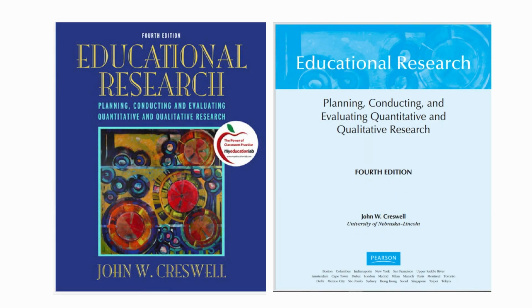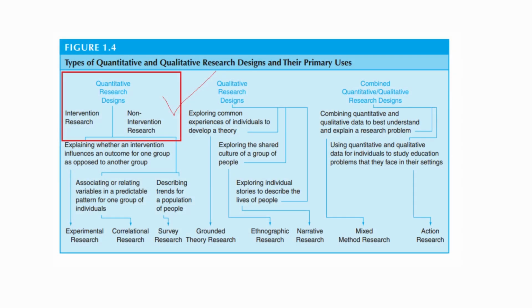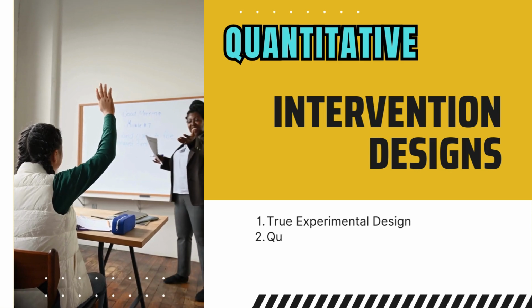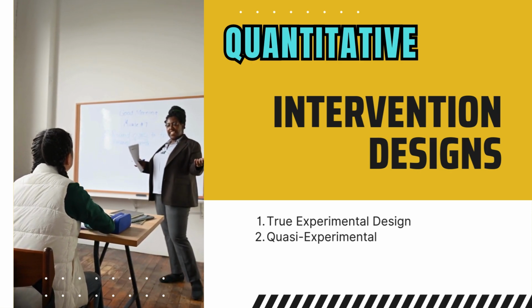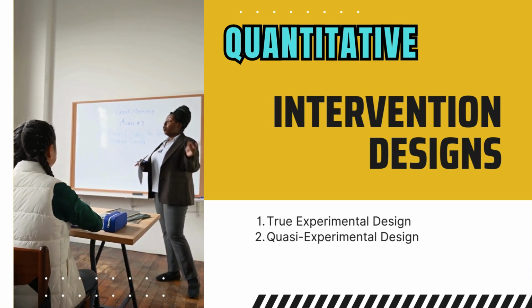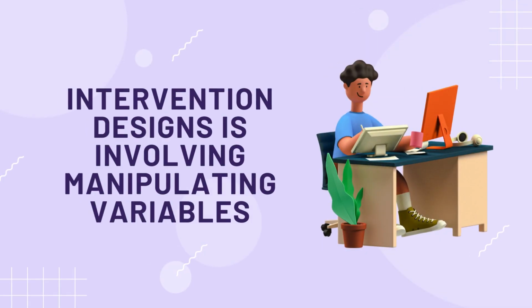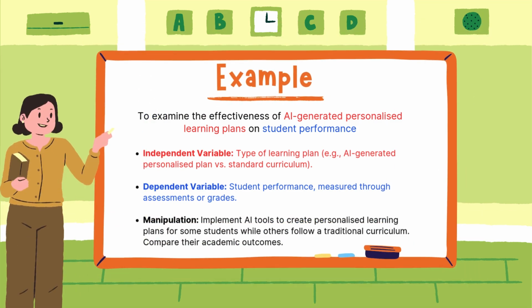According to Creswell's book on educational research, when discussing quantitative designs, we often refer to either intervention or non-intervention studies. The first type of quantitative design is intervention design, involving manipulating variables to examine the effects of a treatment or intervention. Just remember, intervention designs involve manipulating variables. Here is an example.